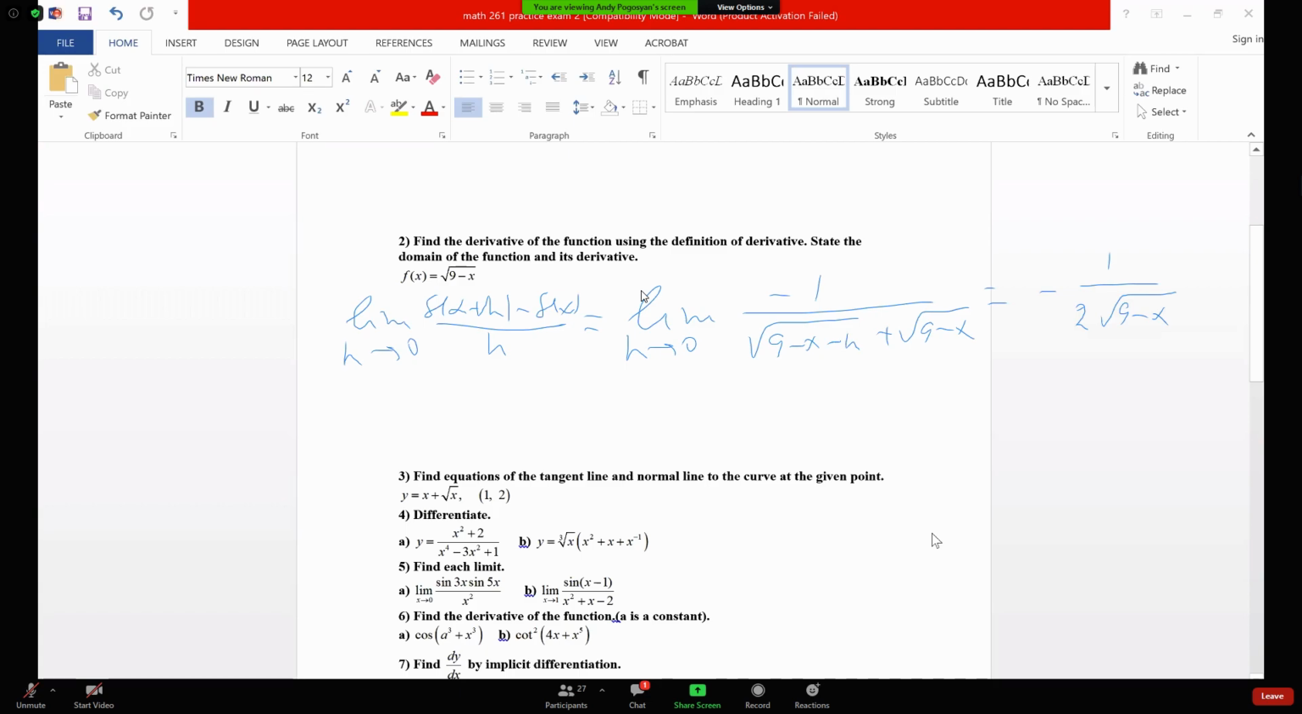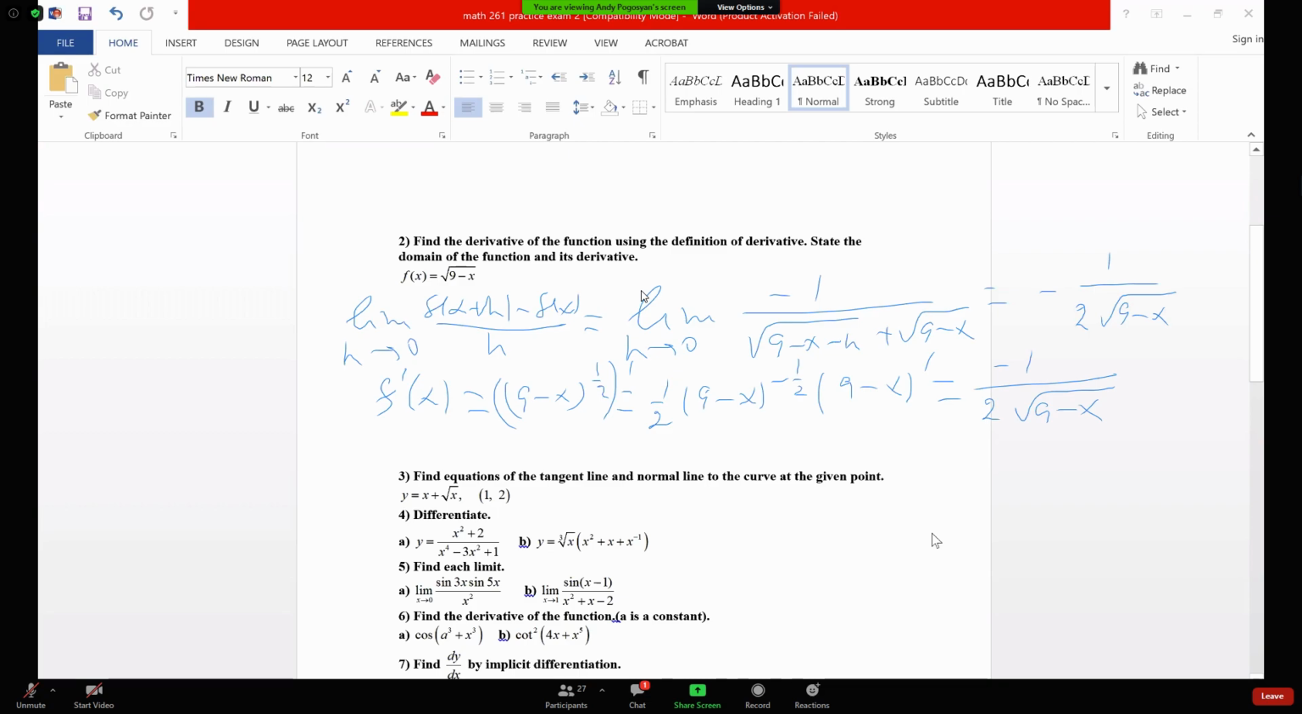And you can, of course, use the shortcut. See, it's 9 minus x to the 1 over 2, derivative, which is 1 over 2 times 9 minus x to the -1 over 2, times the derivative of 9 minus x. So that's how you're getting -1 over 2 square root of 9 minus x. So you need to check your work. You can do it on your own. You don't have to show it there.